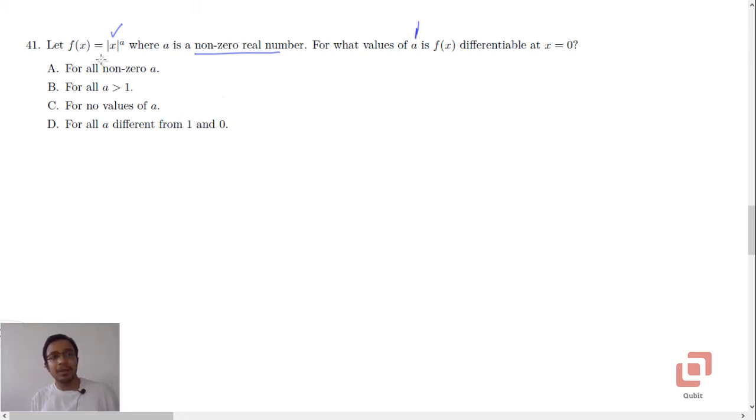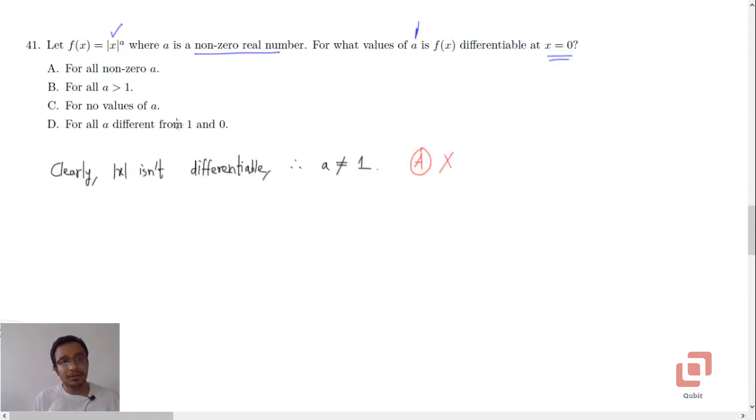Now when we look at mod x, we know that mod x is definitely not differentiable at x equal to 0. Remember, throughout this problem the talk of differentiability will be concerned only at x equal to 0. So clearly mod x is not differentiable at x equal to 0. This means that when a is equal to 1, the function is no longer differentiable. Now when they say for all non-zero a, even if we find one counter example, it is enough. So option A is ruled out.